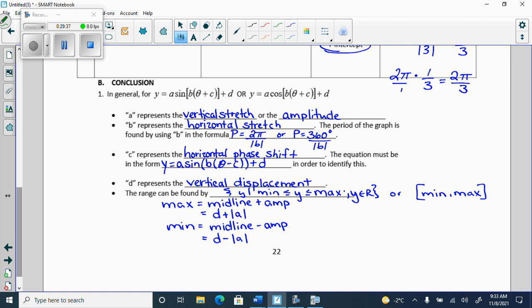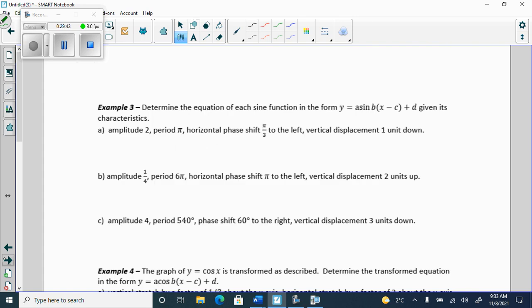And we're going to flip over. We're actually going to go past this graph and go here. You try example 3 and example 4. See how you do.